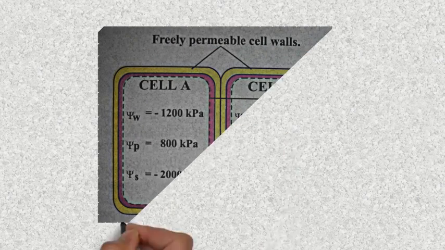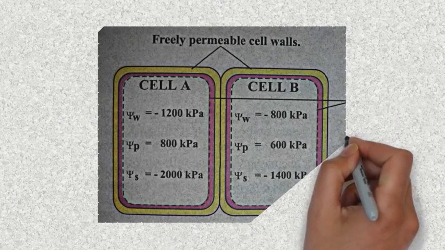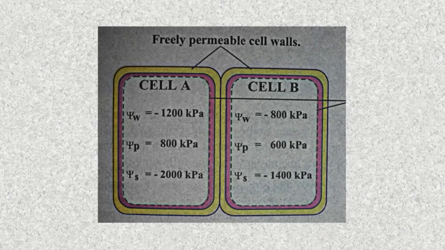So let's take an example here. This is an example from your book in which numerous numerical values are given. There is an A cell and there's a B cell, two cells which are present adjacent to each other, and these two cells have different values of water potential, pressure potential, and solute potential.